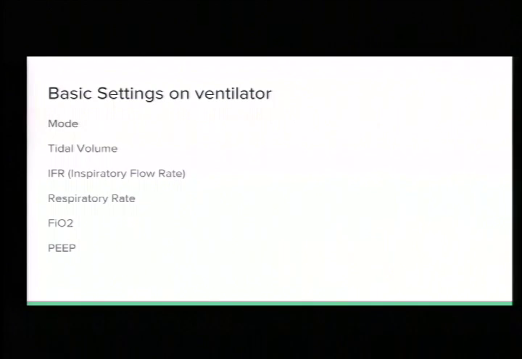Basic settings on our vent or any vents in the hospital or ones you might be picking up somewhere else are your mode. We'll go through all the kind of basic different modes. Tidal volume, your inspiratory flow rate, your respiratory rate, and then your FiO2 and PEEP.